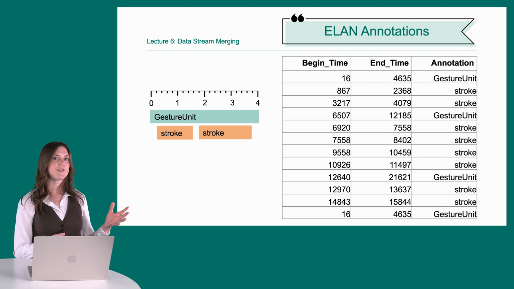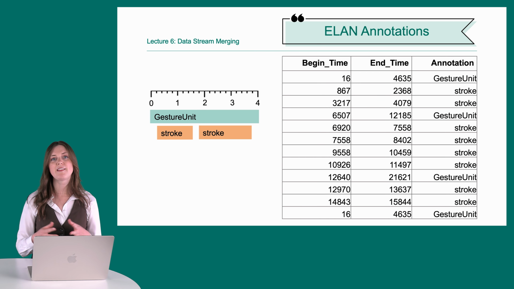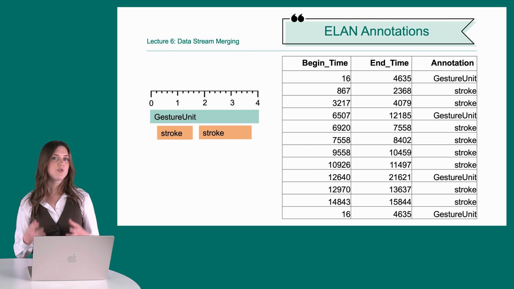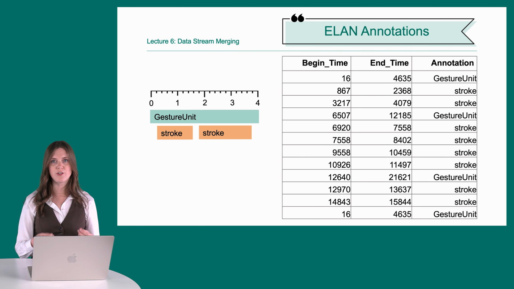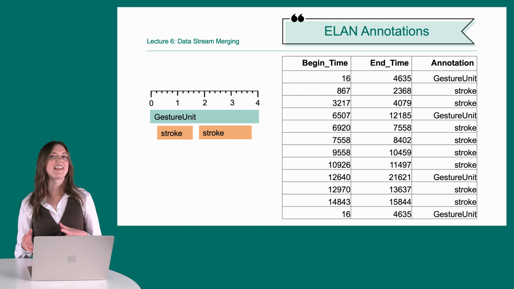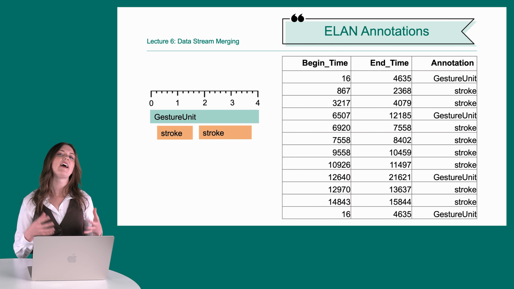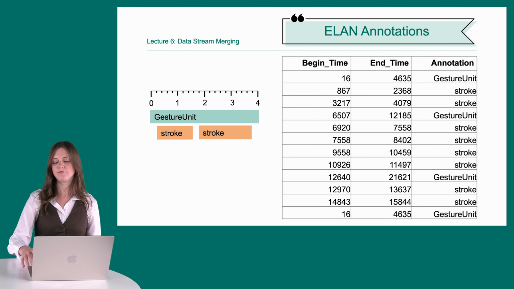So if you open your CSV file, you'll see something that looks like this. Each row corresponds to a single annotation and indicates its begin and end time in milliseconds. For example, we can see that the first gesture unit annotation is about 4.5 seconds long, beginning at 16 milliseconds and ending around 4,600 milliseconds. So this is what our ELAN data look like after we've exported it.